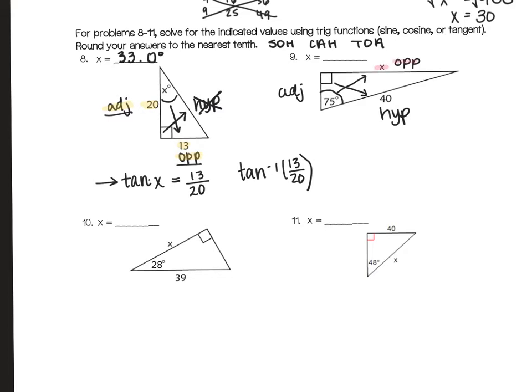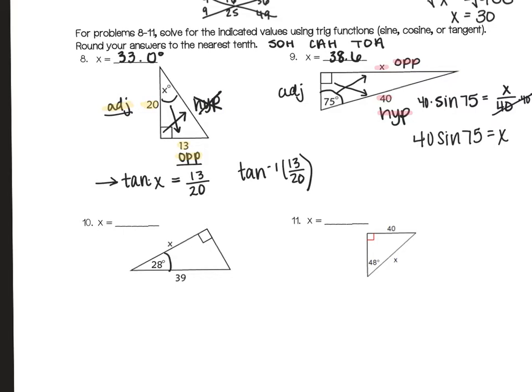I have a label with opposite and hypotenuse, so that means that I am using sine. So sine of your angle equals opposite over hypotenuse. If I want to solve for x, I have x divided by 40. The opposite of dividing by 40 is to multiply by 40. These 40s cancel out. So 40 sine 75 equals x. Again, make sure that your calculator's in degrees, and you would get 38.6.